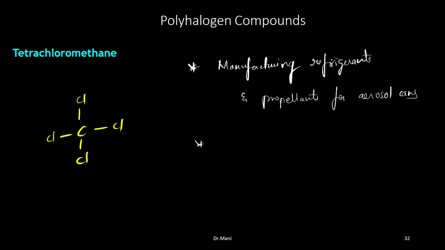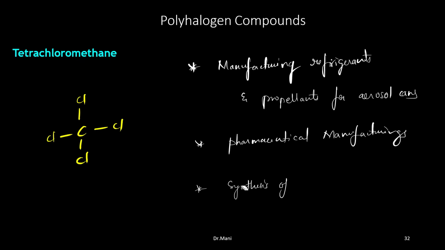It can also be useful for chlorofluorocarbons. Whenever you want to synthesize chlorofluorocarbons, you can use this tetrachloromethane. The chlorine is replaced with fluorine, which turns into chlorofluorocarbons, useful as refrigerants. It's also useful for pharmaceutical industries, for making certain drugs. So it is the feedstock in the synthesis of chlorofluorocarbons.